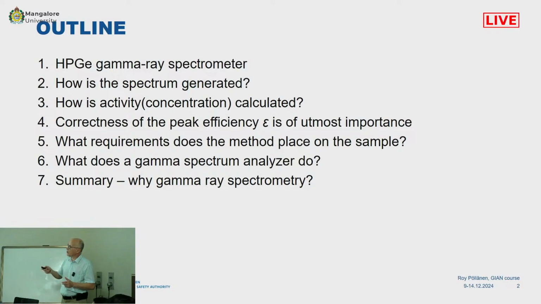So these are the contents. What is a gamma ray spectrometer? How is the spectrum generated? How is activity or activity concentration calculated? I have some slides only for the peak efficiency. I will talk about these things later. What are the requirements for the sample? What does the spectrum analyzer do? And a short summary.